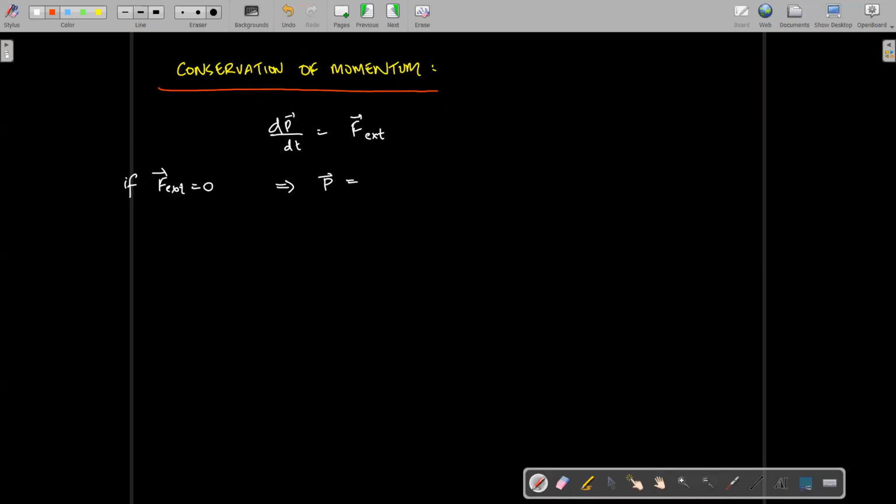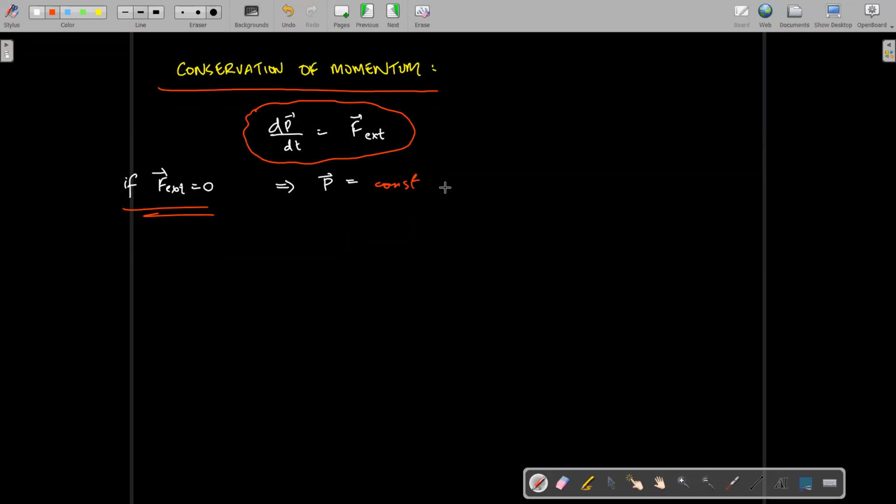Okay. Yeah, we know this equation, right? The first equation that I've written here, dq by dt equal to f external, which comes from Newton's second law. And when the sum of all the external forces acting on a body is 0, then we can say P is a constant, right? Then the value of momentum becomes a constant, right?